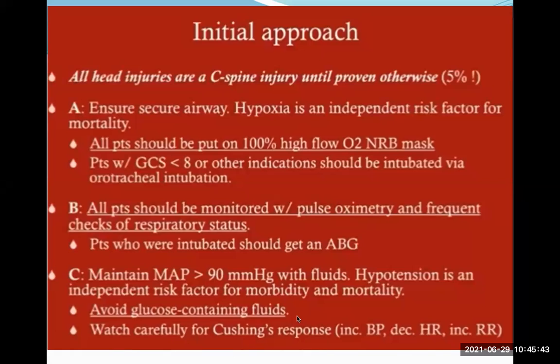When we give glucose containing fluid, glucose will not stay in the intravascular compartment for a longer time. Glucose will definitely diffuse outside, and it will enter into the cells. Now what will happen? Glucose will cross the blood-brain barrier.